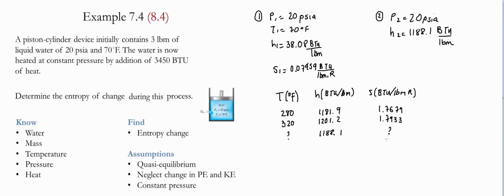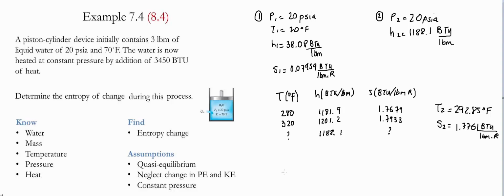With these values, we are going to interpolate, and we find that the value of temperature 2, which is between 280 and 320, is calculated to be 292.85 degrees Fahrenheit. And if we do the same interpolation process, we find that the entropy at that final state is equal to 1.7761 BTUs per pound mass Rankine.